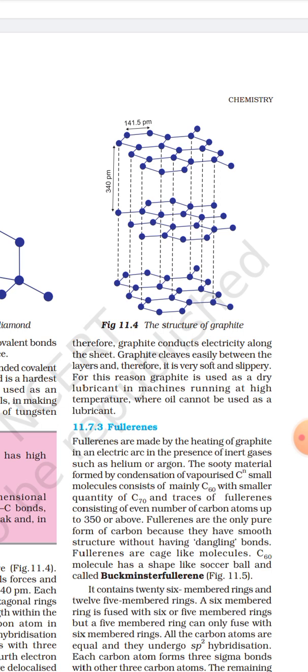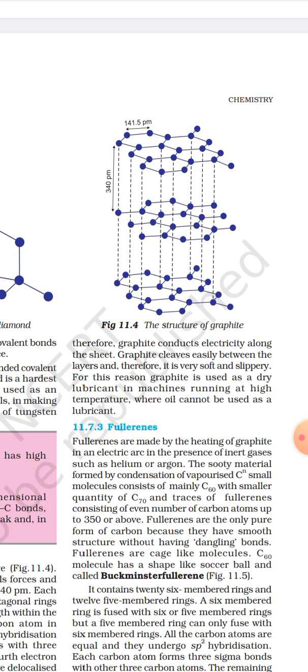For this reason, graphite is used as a dry lubricant in machines running at high temperature, where oil cannot be used as a lubricant. Fullerenes. Fullerenes are made by heating graphite in an electric arc in the presence of inert gases such as helium or argon. The sooty material is formed by the condensation of the vaporized carbon.